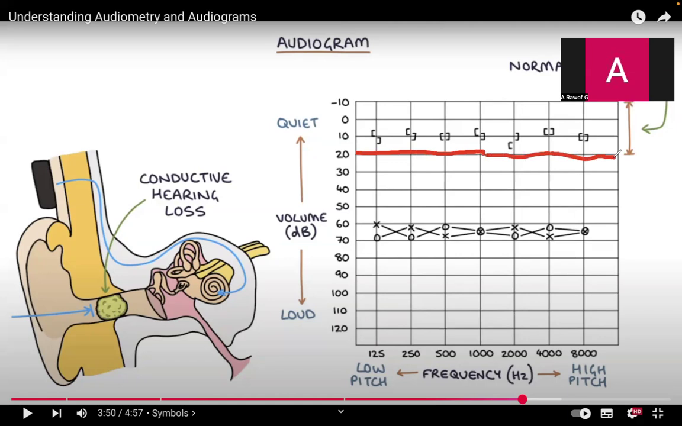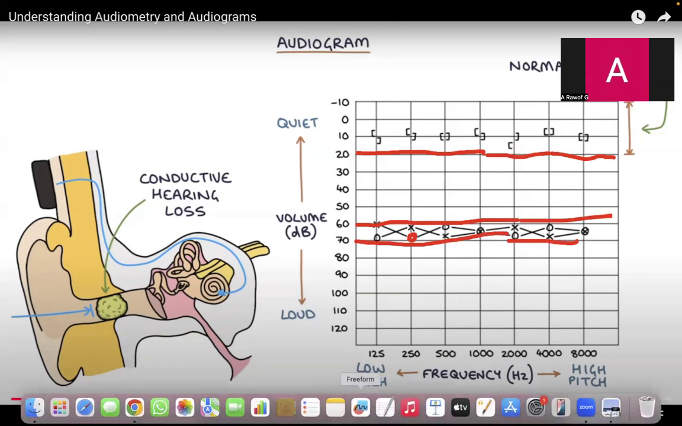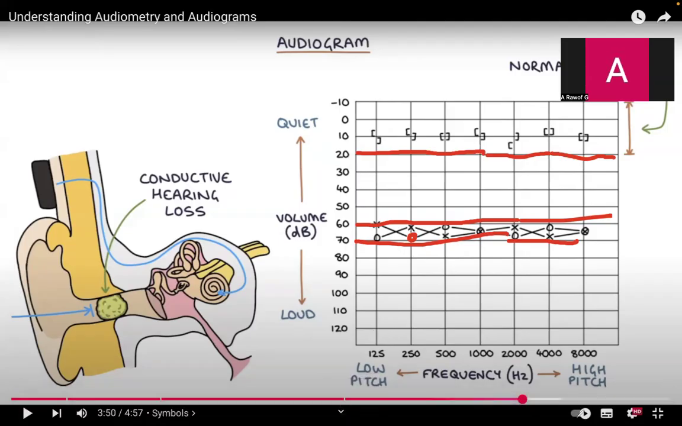But what has happened to the air conduction? Now we know that the right ear is represented by O and the left ear is represented by X. So here we see that the air conduction is lying between the range of 60 and 70 decibels in both the ears. That means here the bone conduction is better than the air conduction. If the bone conduction is better than the air conduction, it is called conductive hearing loss.